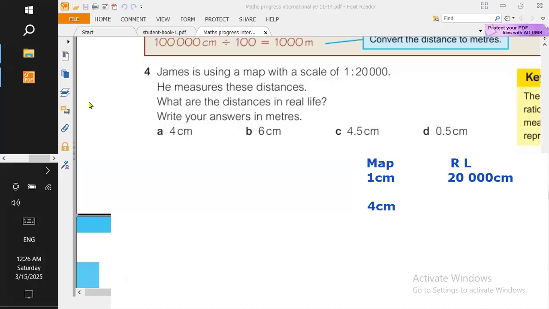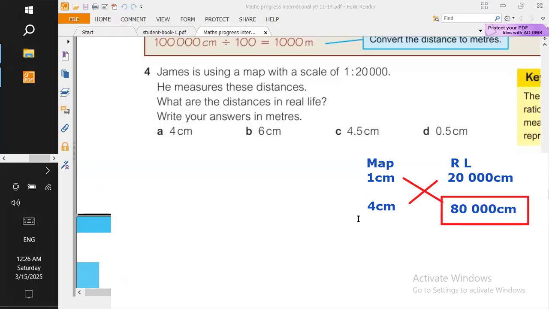I'll find out the real life distance by using the cross or the x method, like this. Now I put the x between them. I make sure that the ones on top of each other have the same units. And then I do the x method by multiplying 4 times 20,000 and then dividing by 1. And the answer is 80,000 centimeters.